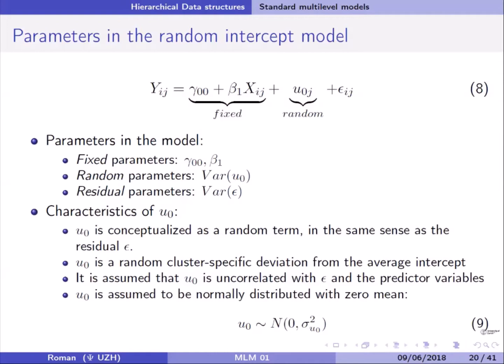So let's talk about characteristics of the random term. U0 is conceptualized as a random term in the same sense as the residual epsilon. U0 is a random cluster-specific deviation from the average intercept, which is gamma 0,0. It is assumed that U0 is going to be uncorrelated with epsilon, and with the predictor variables, of course, x here. We don't want multicollinearity induced. U0 is assumed to be normally distributed with a 0 mean, okay?